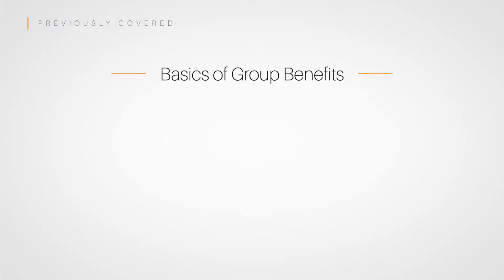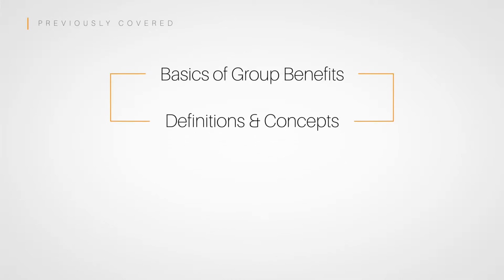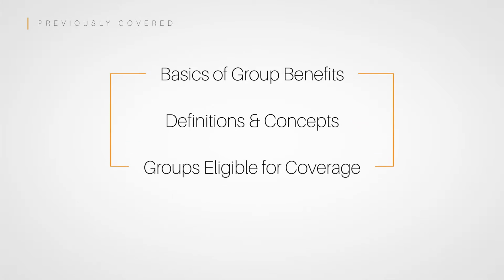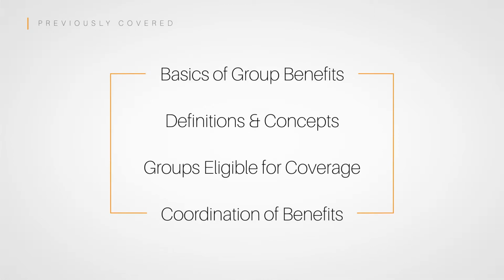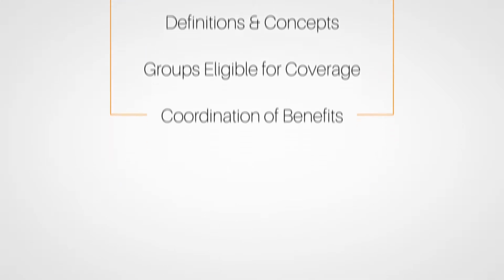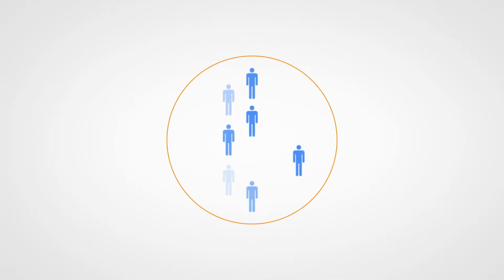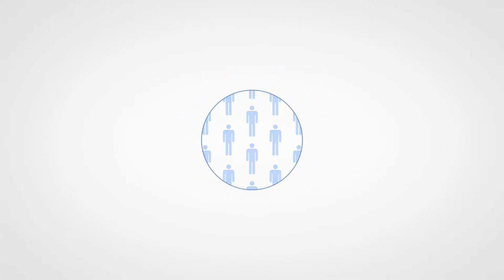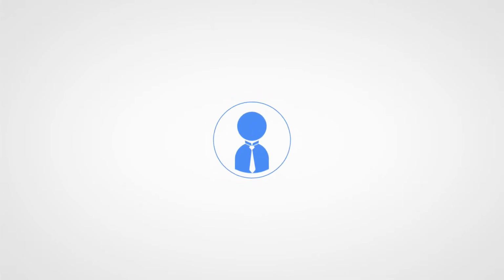The first portion of group insurance materials dealt with the basics of group benefit plans. We provided a number of definitions and concepts that are part of group coverage, and also explored groups that are eligible for coverage. In addition, you learned how the coordination of benefits provision works and prevents over-insurance in a group environment. We talked about the different groups eligible for coverage, with the most common sponsors being employers.